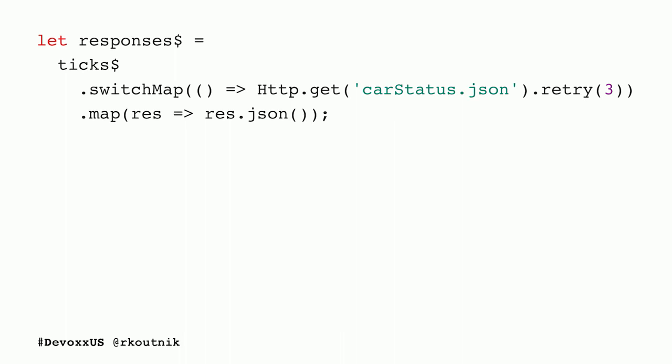But in this, we have to look at retry. We have to understand a little bit more about how observables work. So retry, unsurprisingly, is going to retry whatever it's attached to. 3 times, in fact. And it's attached to an AJAX request. The AJAX request shoots out, and it fails.